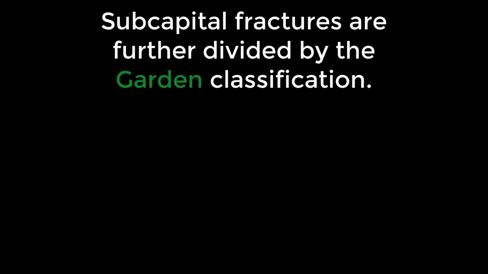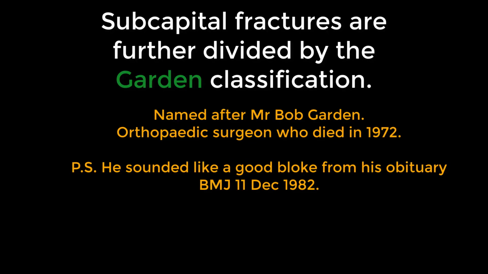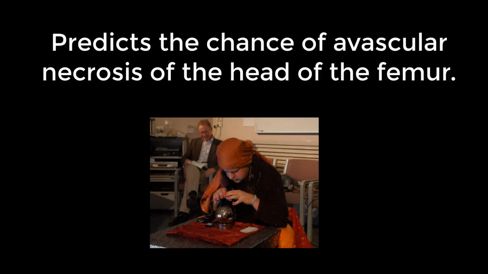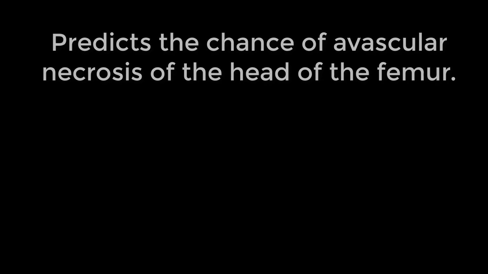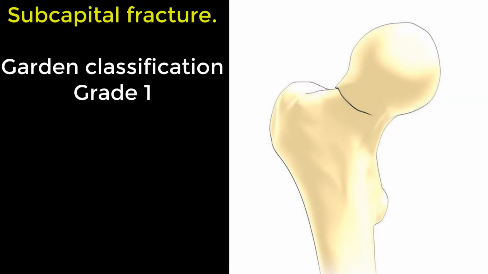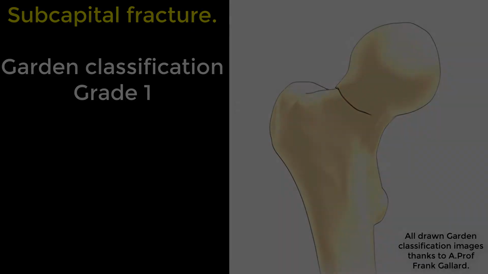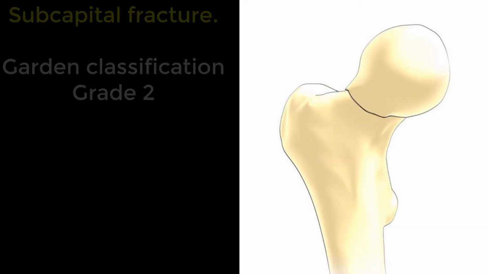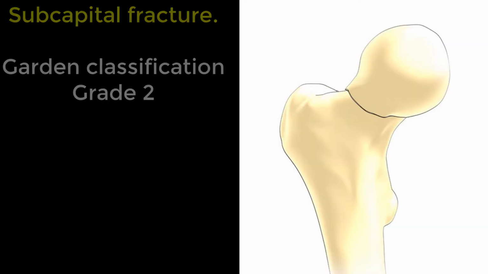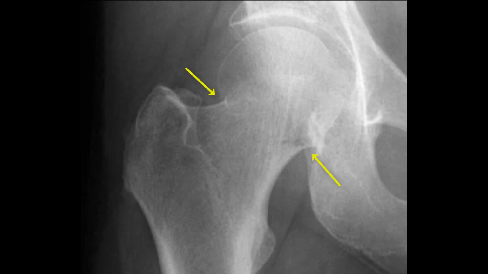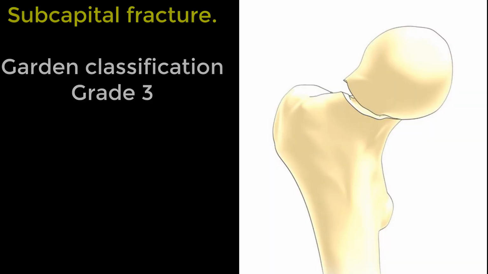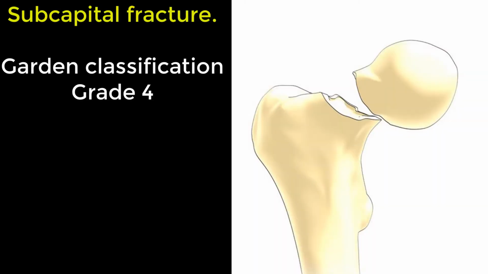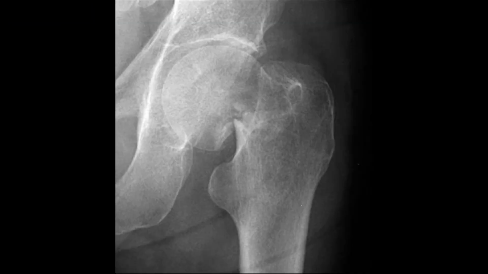Now, the subcapitals are further divided by the Garden classification, which you might have heard of. It's useful because it predicts the chance of avascular necrosis of the head. The higher the grade, the greater the chance. So here are two examples of Garden grade 1, undisplaced fracture, incomplete. Here's a Garden grade 2, completely across fracture but not displaced. By a Garden grade 3, it's displaced but incompletely. And finally, at Garden grade 4, there's a complete fracture which is completely displaced.